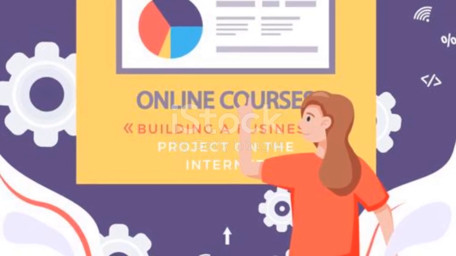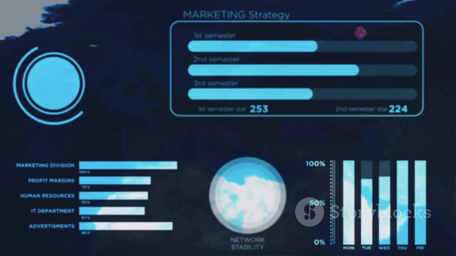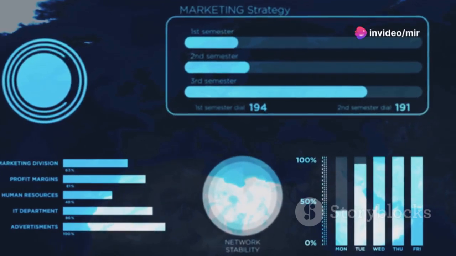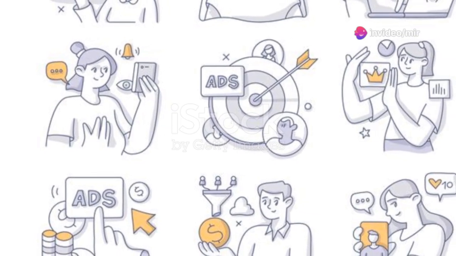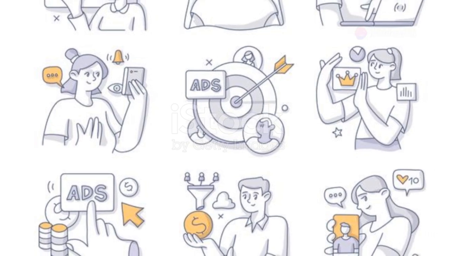But your job isn't done yet. Monitoring and optimizing your ad during its runtime is key. Keep an eye on its performance metrics through the Ads Manager dashboard. Test different versions of your ad to see what works best with your audience and adjust accordingly.